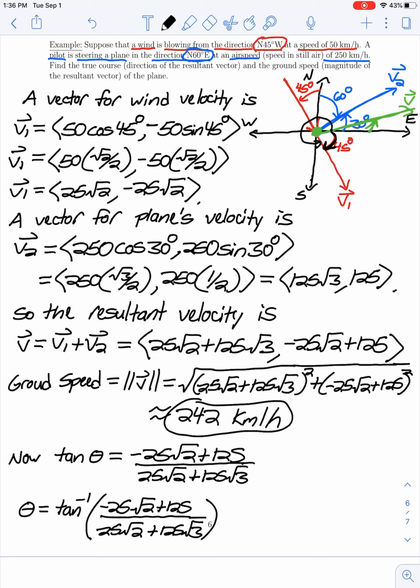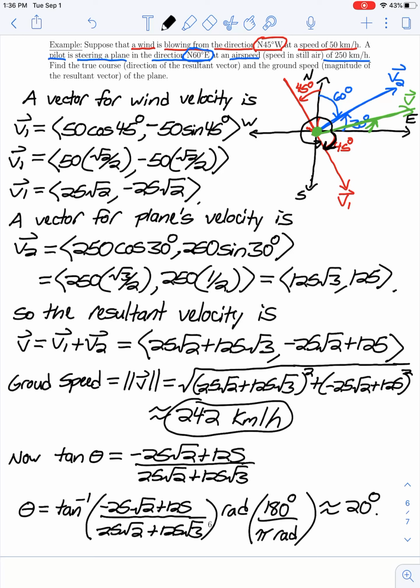And this value, if evaluated on a calculator, would give me an angle measured in radians. But since in the problem all of our angle measurements were given in degrees, we might want to convert back to degrees, which we could do by multiplying by the ratio 180 degrees is the same as pi radians. So evaluating this expression using a calculator or software, we get theta is approximately 20 degrees.